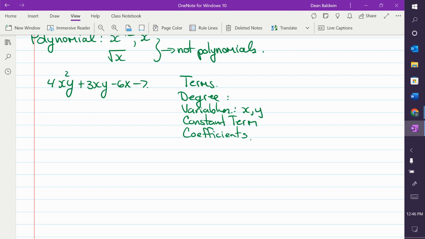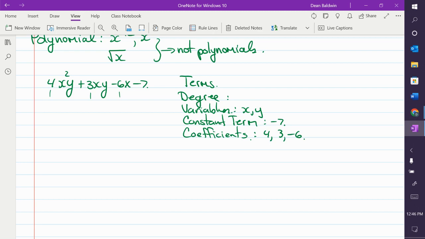-7, the one with no variables. And you always take the sign that is in front, so -7. What are the coefficients? Yeah, the numbers in front of each term: 4, 3, and -6.